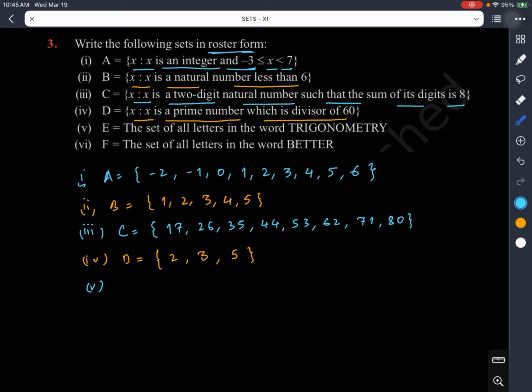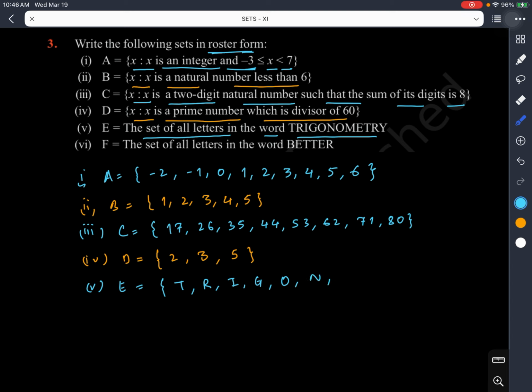Part number 5. E is equal to the set of all letters in the word trigonometry. So let's form a set of letters of alphabets of this very word. So set E will be. So in roster form, each of these letters, each of these alphabets will be written and separated by means of commas. The first letter, the first alphabet T, the second one is R, I, G, O, N.